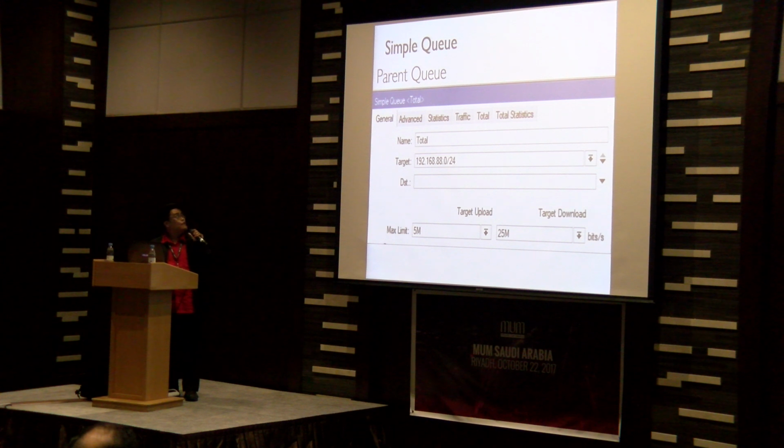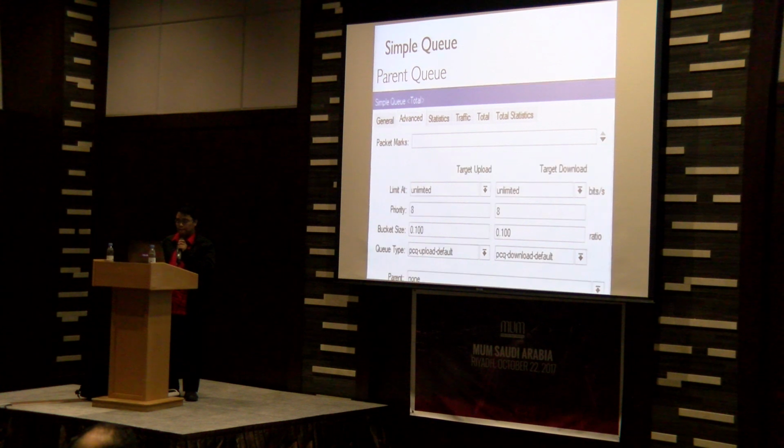So first we should make a parent queue. So this is the top parent. So for example, we have a download of 25 Mbps and an upload of 5 Mbps. We go to the advanced, click on the queue type with the PCQ upload default and download default.